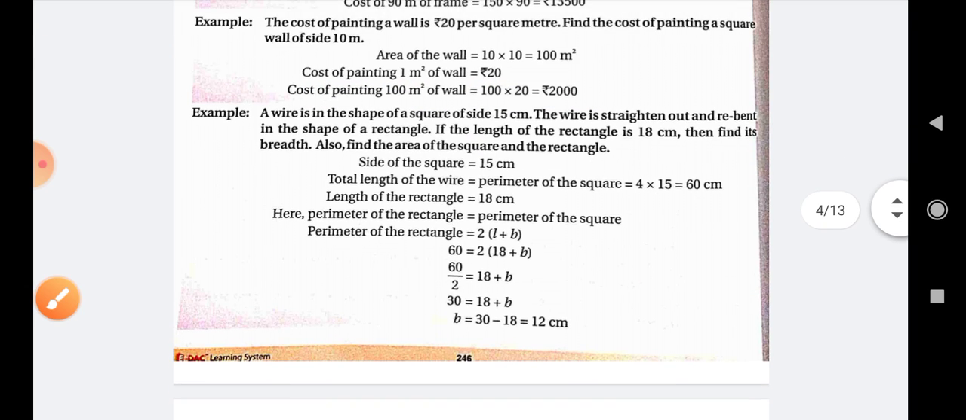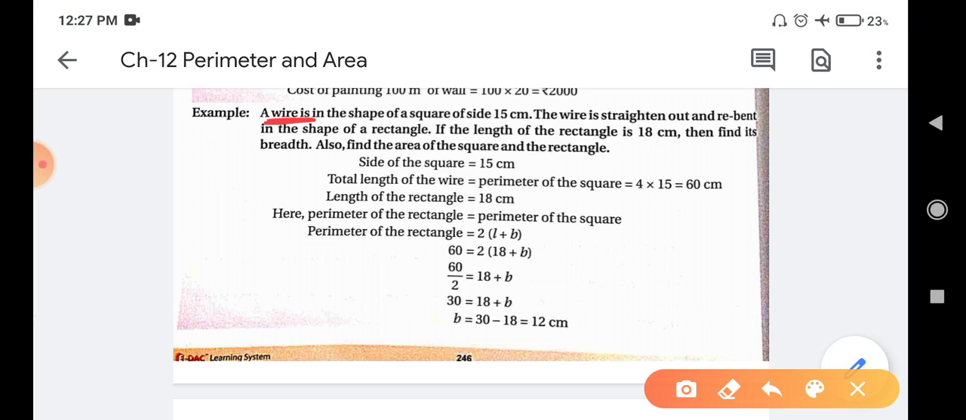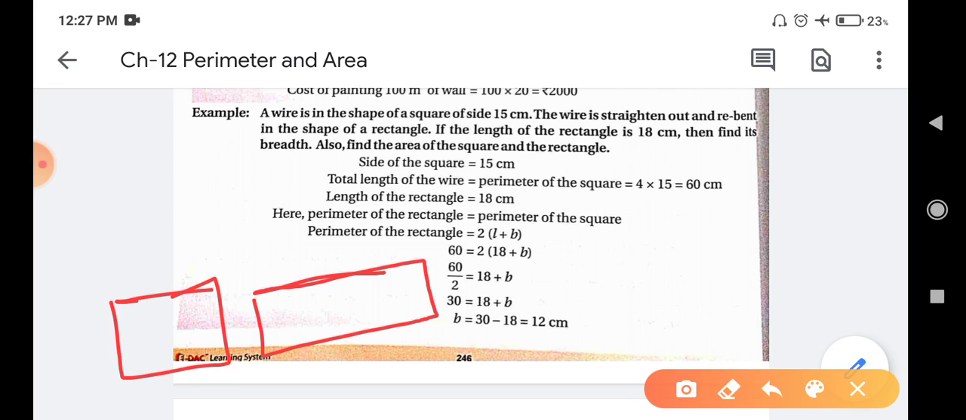Next example: a wire is in the shape of a square of side 15 centimeter. The wire is straightened out and rebent in the shape of a rectangle. If it is a square, and after that it is straightened and then rebent in the shape of a rectangle, then it is changed into a rectangle.